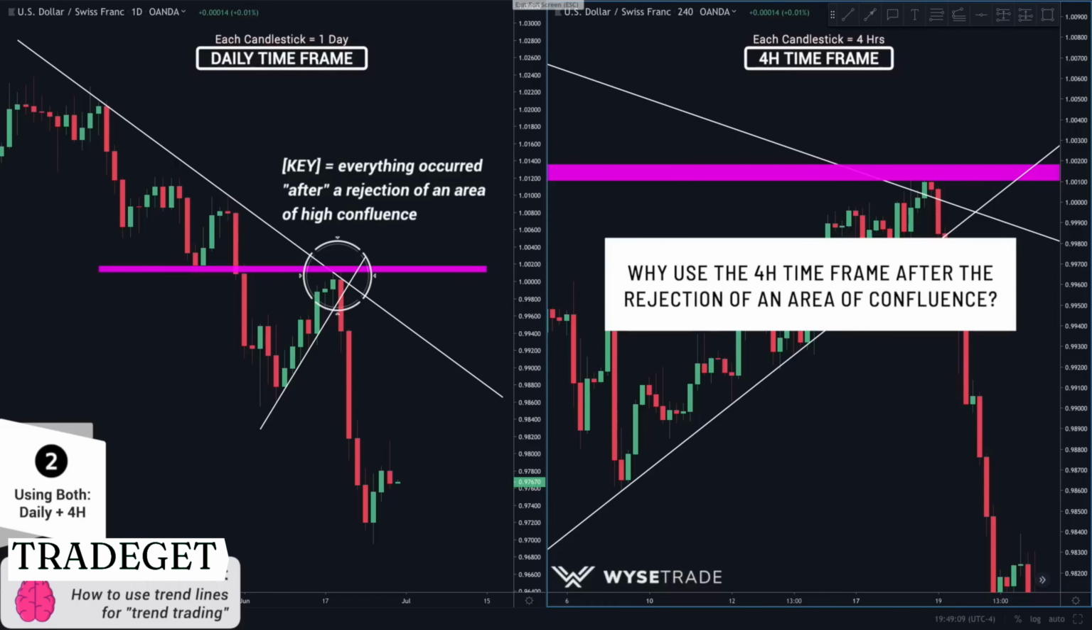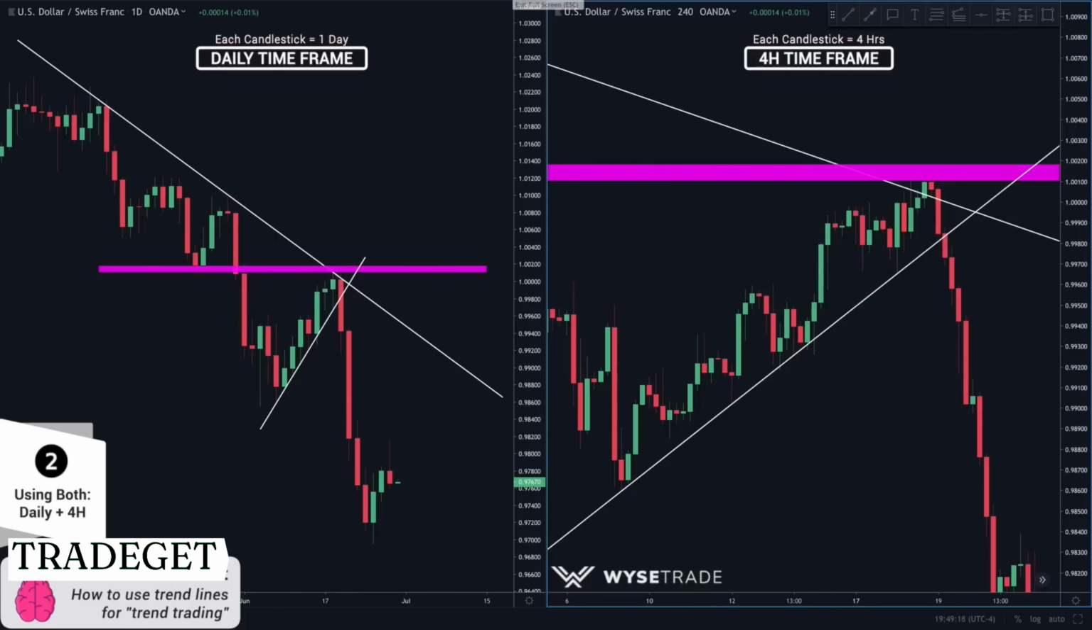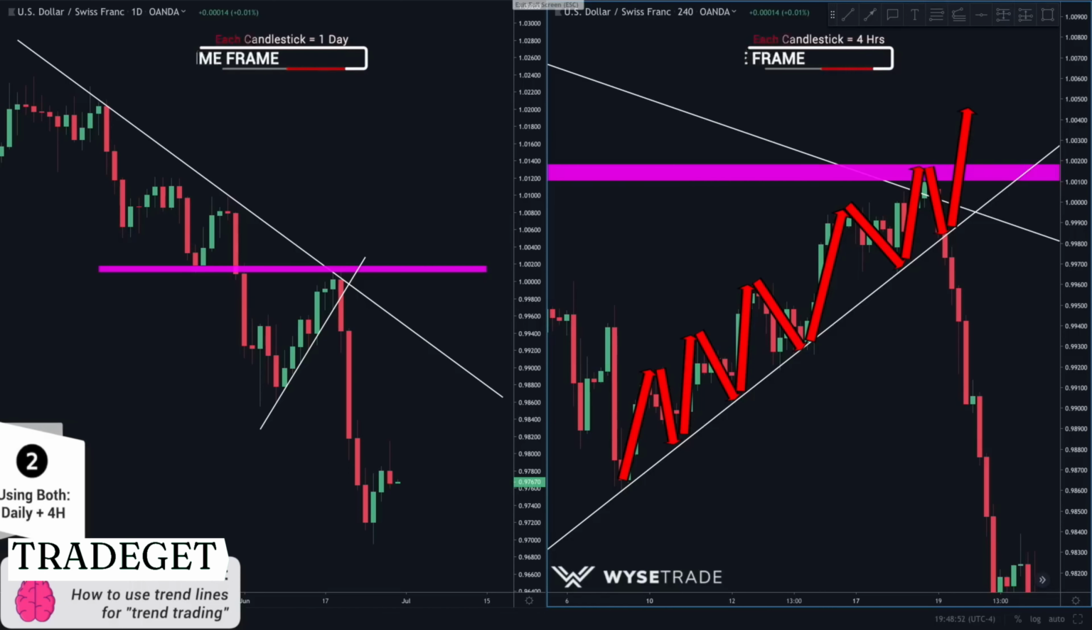Now, why is it important to use the 4-hour time frame to look for a trend change after the rejection of your access point? Well, because without the trend change or trendline break, price could have easily done this instead and kept making higher highs and higher lows, and kept respecting the immediate short-term uptrend and broke right through the long-term trend line. So let's take this concept a step further.